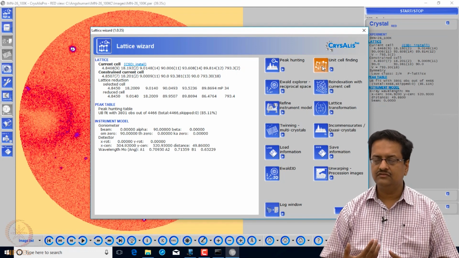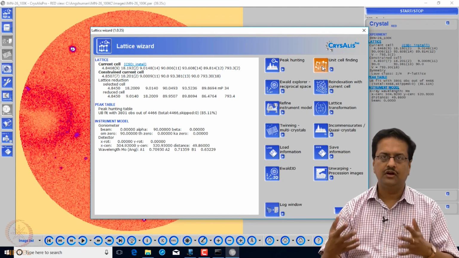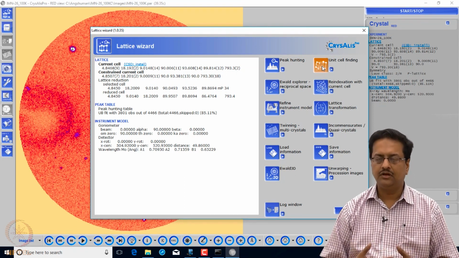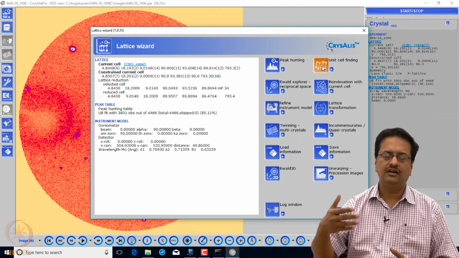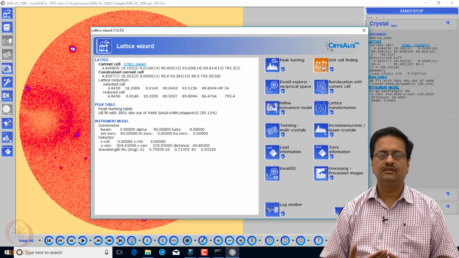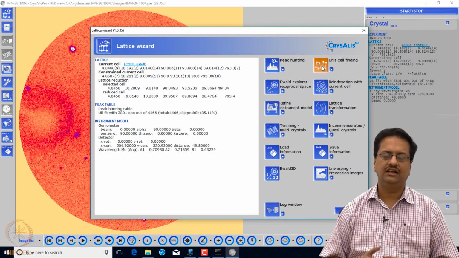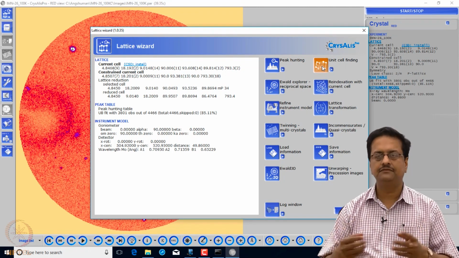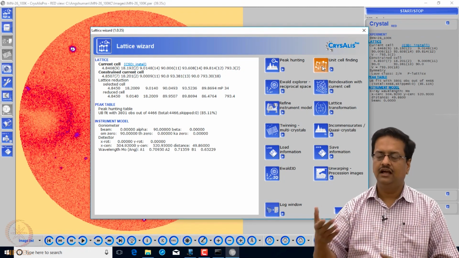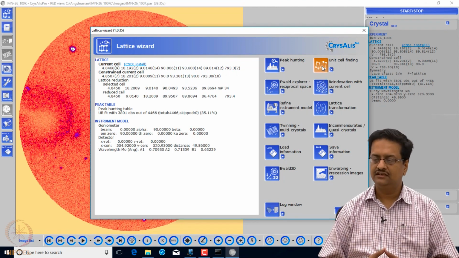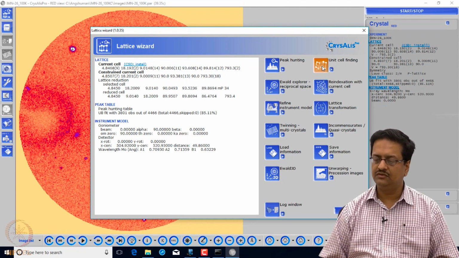So with these 4-5 parameters, the indexing module is trying to solve multiple simultaneous equations to get the values for A, B, C, alpha, beta and gamma. So you need 6 simultaneous equations with 5 known quantities, and it then keeps on solving with all possible reflections and then gives you the best solution.